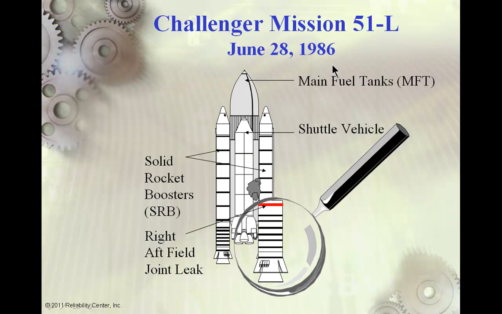Okay, the mission was Mission 51L, and this occurred on January 28, 1986. If you look at the graphic here, the center vehicle is the main fuel tanks, which is liquid hydrogen and liquid oxygen. And then to the left and the right of the main fuel tanks, we have the left and the right solid rocket boosters, which I'll refer to as the SRBs.